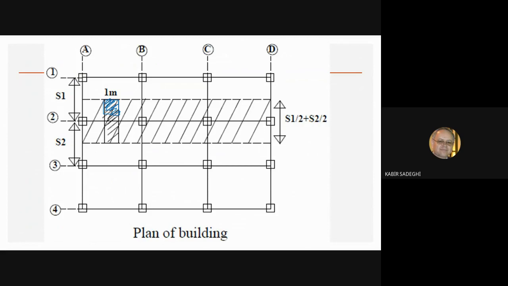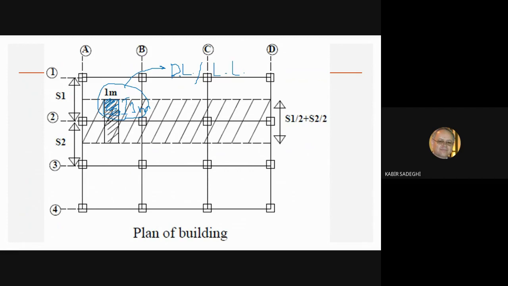So this is 1 as well. This is 1 meter as well, or unit. Therefore, for this part, you say dead load or live load. They are load per square meter, 1 square meter. Cover this part.